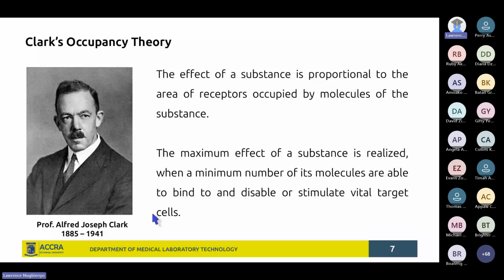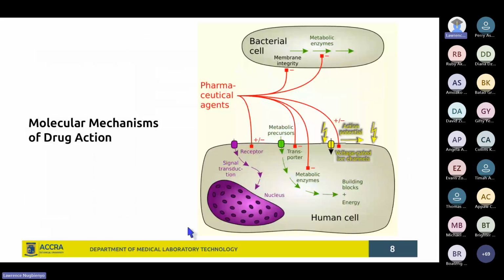So that's all what the Clark's occupancy theory summarizes.